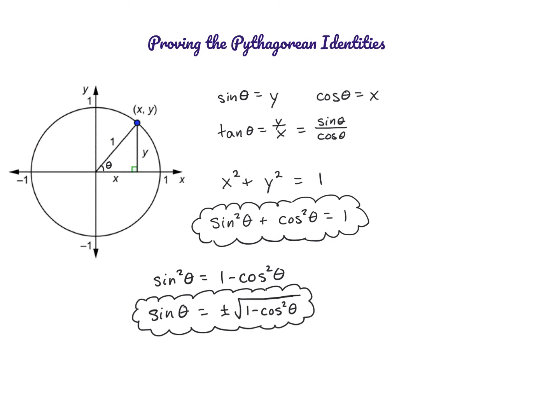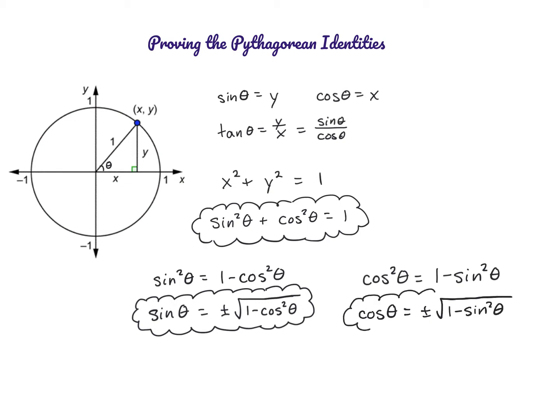We could do the same for cosine squared. We could isolate cosine squared and say that it's equal to 1 minus sine squared theta. Again, this is a really common identity that you'll see. It's really just a form of this identity, or we could solve completely for cosine by taking the plus or minus square root of both sides. So we'll be using this form of our identity today as well.